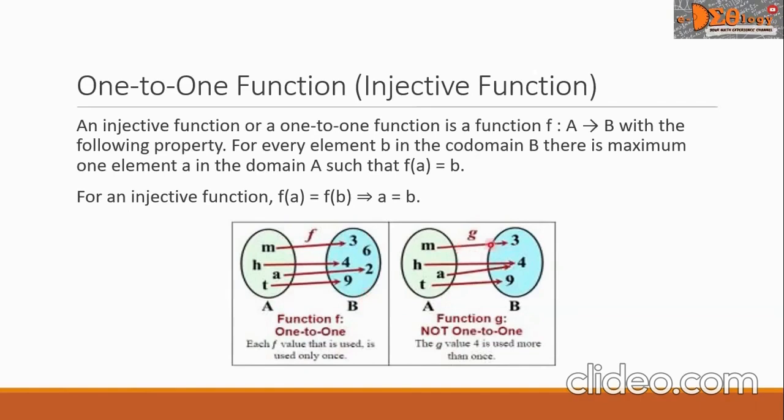Let's see function G. We have also group A and group B. This function is not one-to-one because in group B, the value 4 is used more than once.